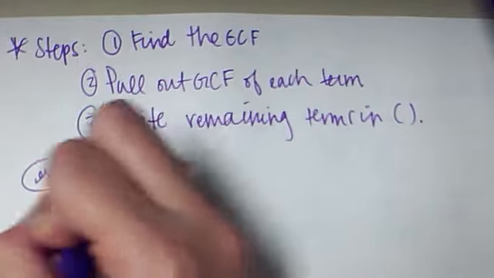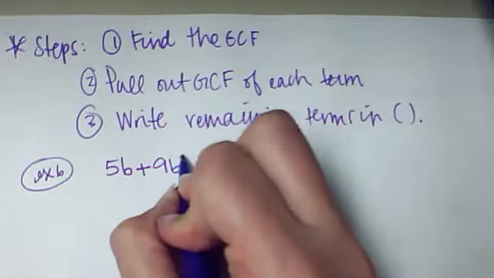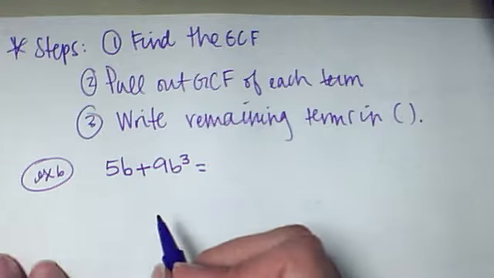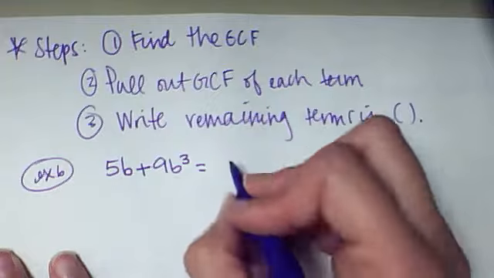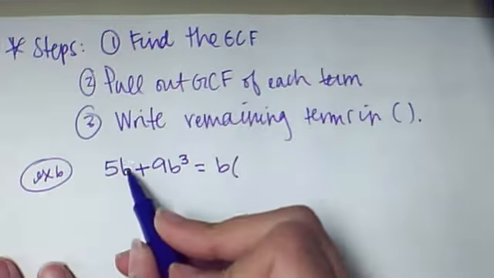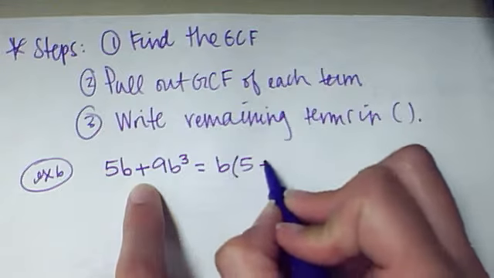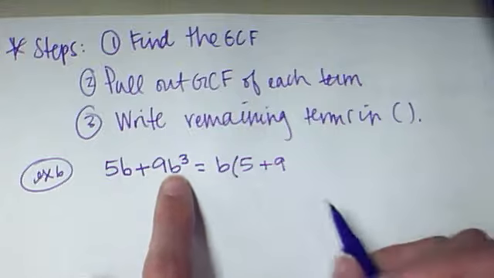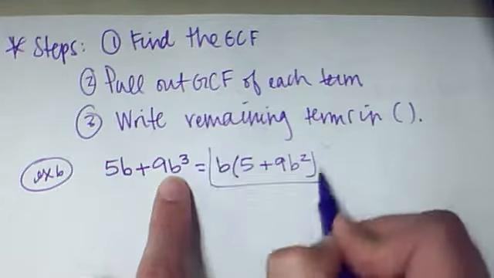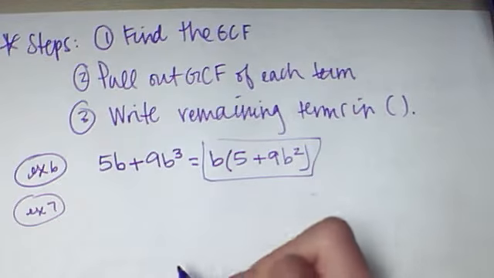Okay, let's look at some examples. Number 6. If I have 5b plus 9b to the third, is there a number that goes into 5 and 9? No, there is not. Is there a b here and a b here? Yes. So b is what they have in common. Now, if I take a b out of 5b, I took one b away, I'm left with 5, plus sign in between, I'm left with the 9, and then if I had 3 b's and I took out 1, I now have b squared left. And that's my factorization.